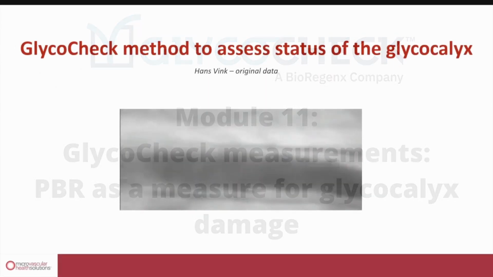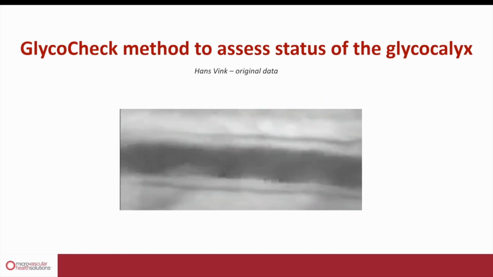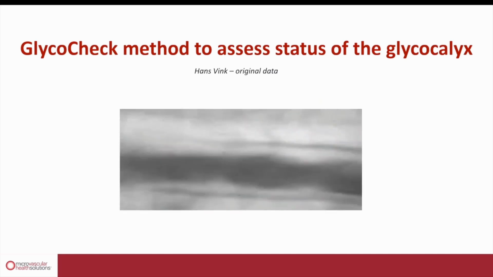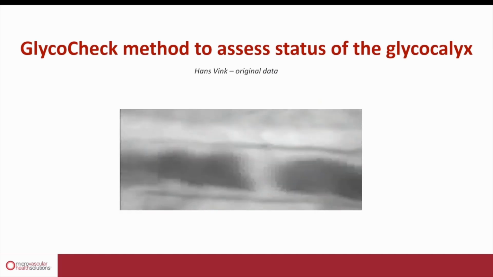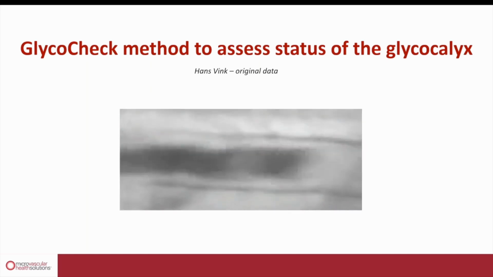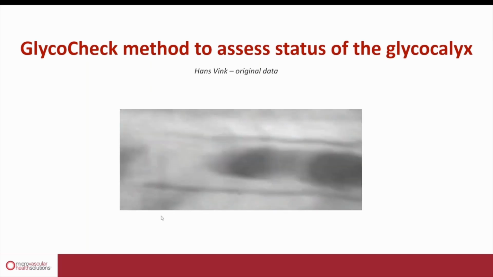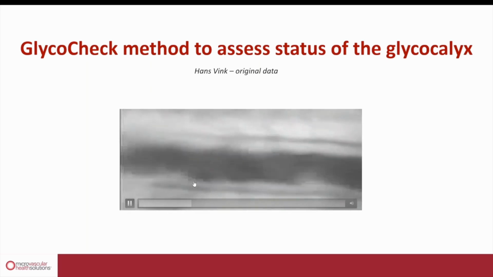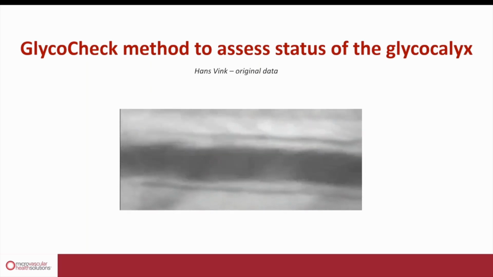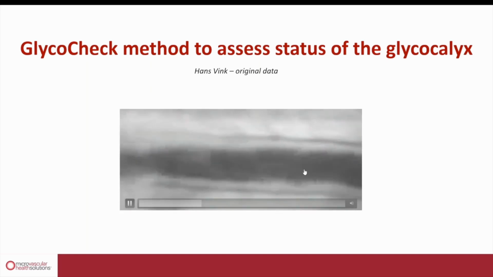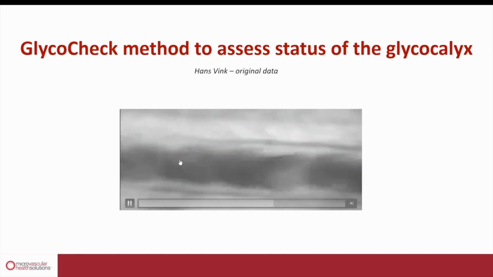Second important parameter that's being measured with the GlycoCheck system, obviously, is the health of your glycocalyx. And the method that we employ in the GlycoCheck software is, again, that we look at many individual capillaries. So this is an example of one of those capillary segments. We measure hundreds of thousands of capillaries, how the red cells are flowing through these individual vessel segments.